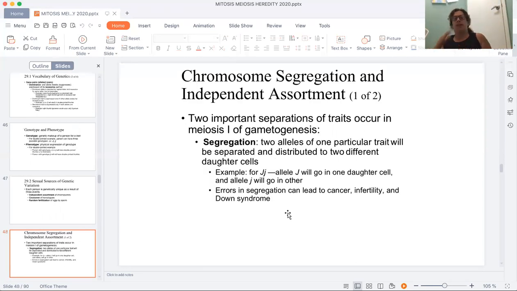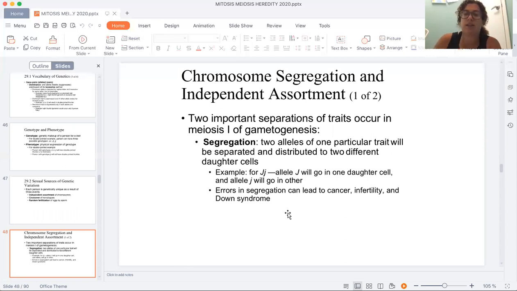Okay. And then we have this idea called chromosome segregation and independent assortment. What this does is it allows traits to be separate. Segregation is when the two alleles of one particular trait are separated and distributed to two different daughter cells. So an example is if we have big J, little j, the allele big J will go to one daughter cell and the allele little j will go to another. We'll see that in lab.